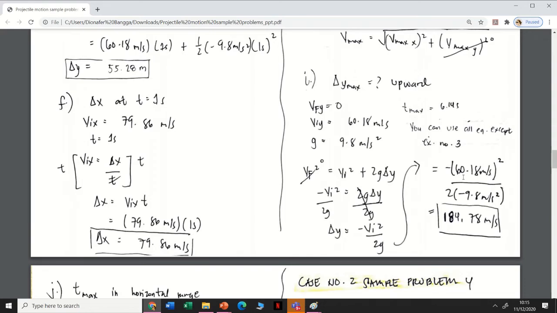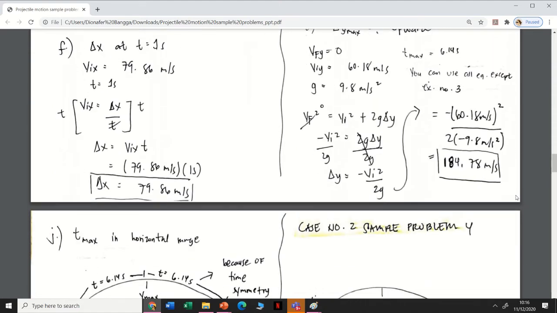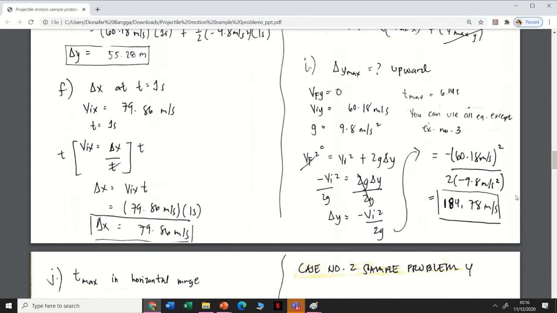Okay, so using equation number 5, we have here that equation we wrote, and then we canceled out the VF, the final velocity, since it is 0, and then derived the working equation for delta y. So transpose the VI to the other side, and then cancel out 2g to isolate delta y, giving us the working equation of negative VI squared divided by 2g. So substituting the values here, we have the following, and then computing for its value, you will have 184.78 meters per second. So that is the value of the height.